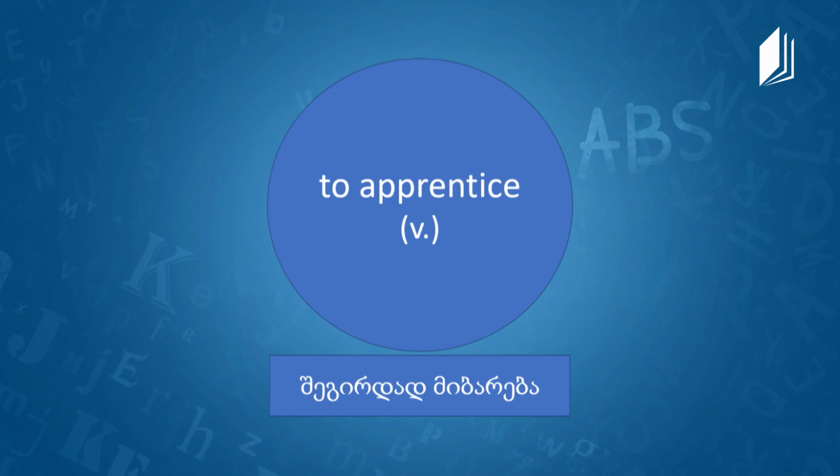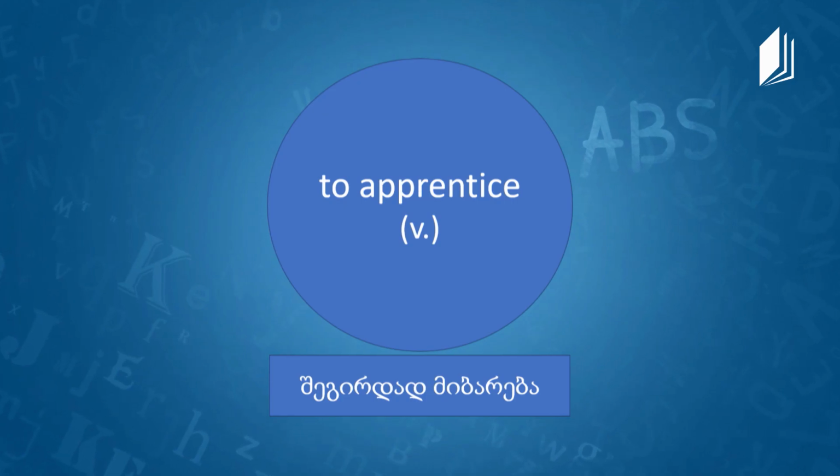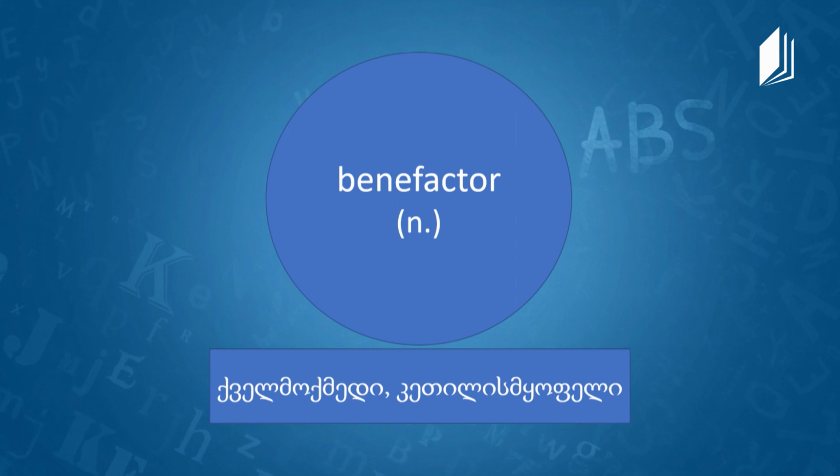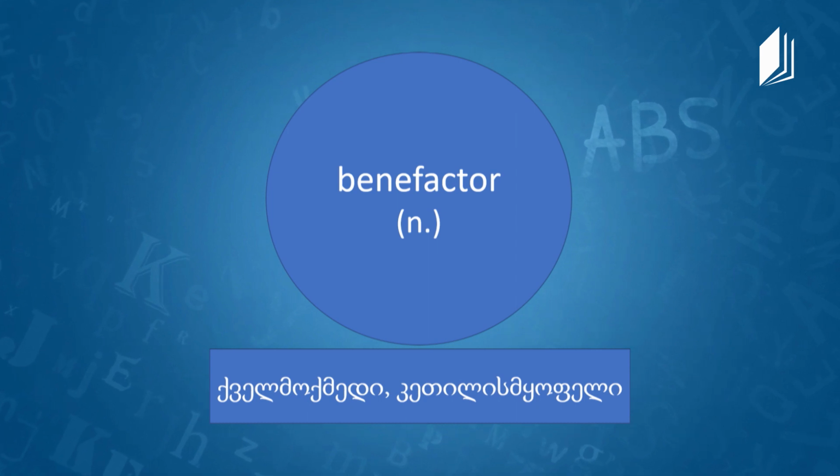Okay, so we're moving to the vocabulary section, and the first word, Ms. Maka, is to apprentice. To apprentice, it's a verb. This is when you bind to or place with an employer, a master craftsman, or the like, for instruction in how to do a trade. Next word is benefactor. Benefactor is a noun. A person who confers a benefit, a kindly helper.